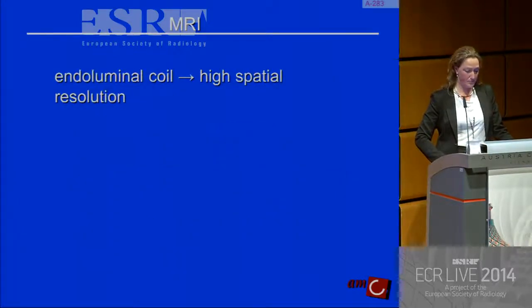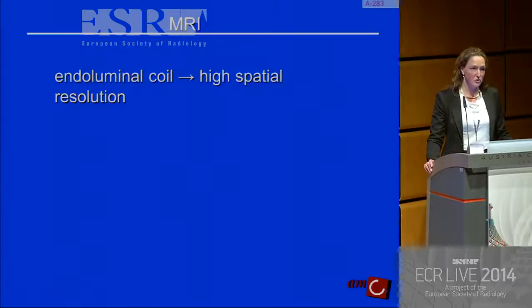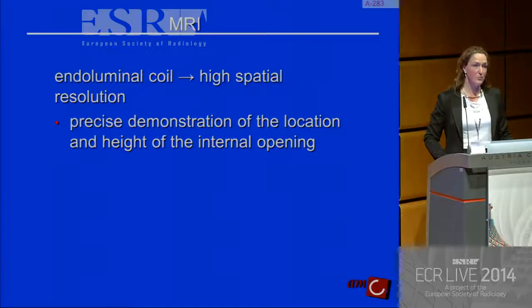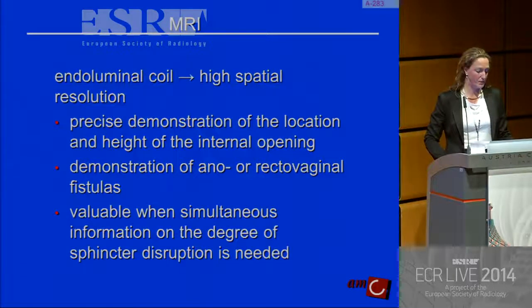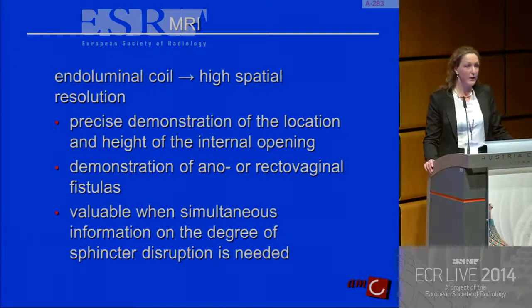With MRI, you could either use an endoluminal coil or a phased array body coil. And an advantage of the endoluminal coil is that you have a very high spatial resolution. And this means that you can precisely demonstrate the location and the height of the internal opening. Also, demonstration of anal or rectovaginal fistulas is good using this technique, better than with a phased array coil. And lastly, the use of an endoluminal coil is valuable when you need simultaneous information on a degree of sphincter disruption.